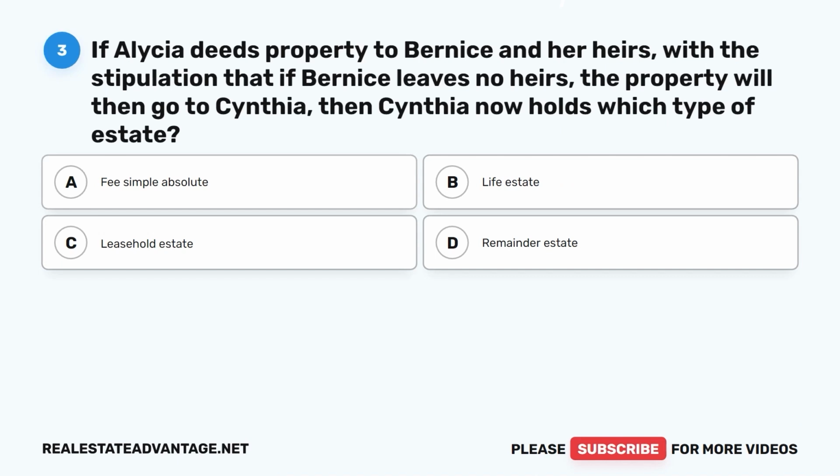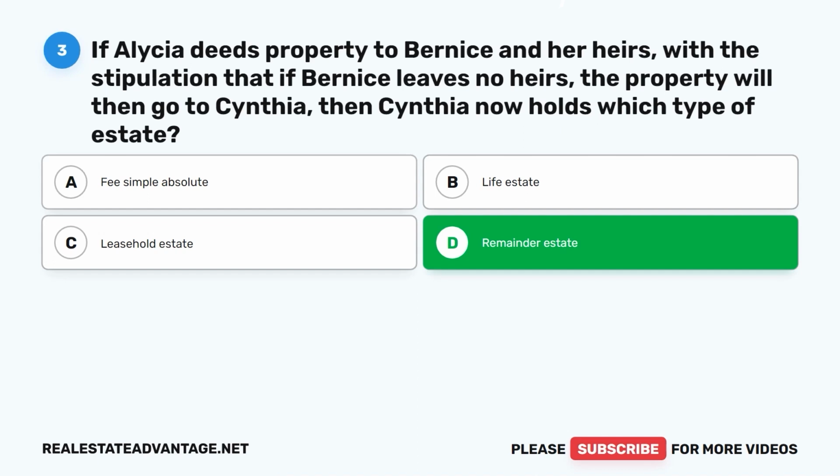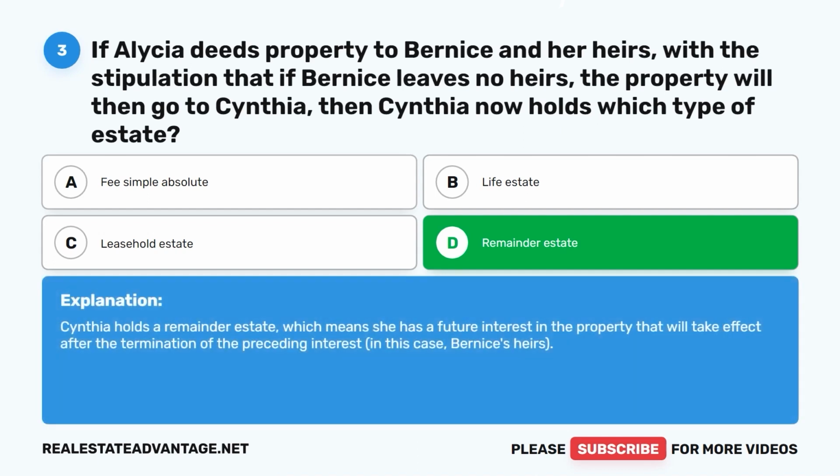Question 3. If Alycia deeds property to Bernice and her heirs, with the stipulation that if Bernice leaves no heirs, the property will then go to Cynthia, then Cynthia now holds which type of estate? A. Fee simple absolute. B. Life estate. C. Leasehold estate. D. Remainder estate. The correct answer is D. Remainder estate. Cynthia holds a remainder estate, which means she has a future interest in the property that will take effect after the termination of the preceding interest, in this case, Bernice's heirs.